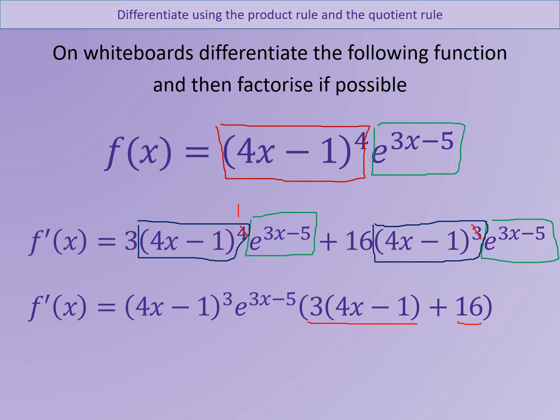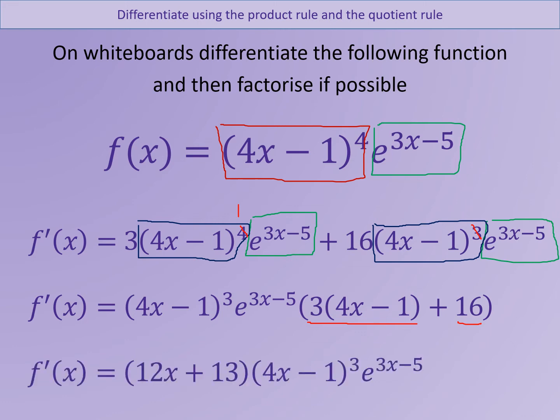What can I do with this part? I can neaten it up. 3 times 4x is 12x, minus 3 plus 16 gets me 12x plus 13. This factorising, the simplifying part, is usually what people find a bit more tricky. That's what they find hard. The first bit, usually, once you've practiced your skills, isn't too bad. Okay, right.